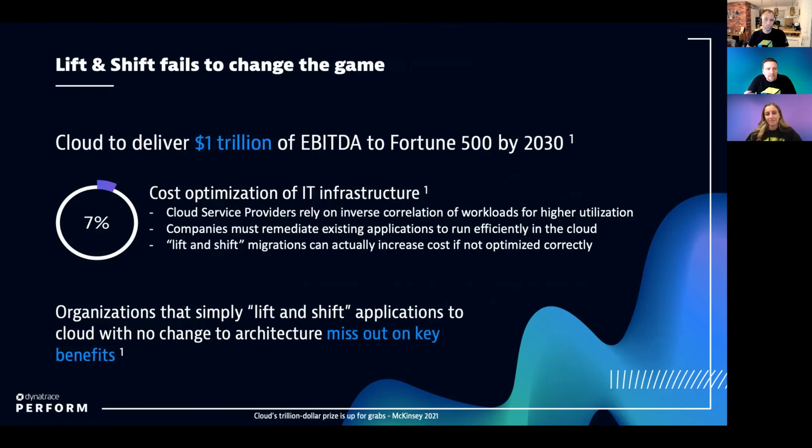According to McKinsey, cloud's going to provide over $1 trillion of EBITDA to the Fortune 500 by the end of the decade. But really only 7% of this comes from cost optimization of IT infrastructure. So again, if you're looking at that lift and shift application migration, you're going to miss out on some of the key benefits of cloud.